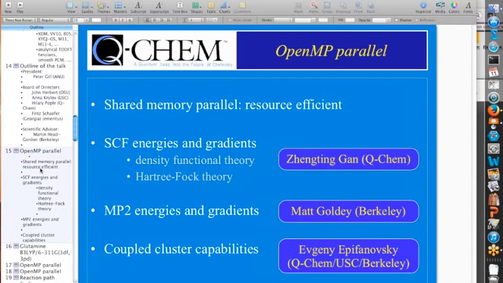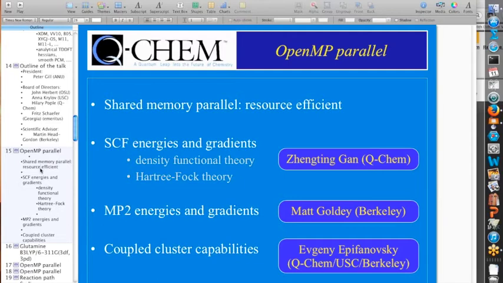And maybe just as a little bit of background, Q-Chem has had parallel capabilities for the past decade or so. They have been built on MPI, which is a distributed parallel paradigm. And that means when you run the MPI parallel code on a shared memory machine, you're forced to replicate memory, and it becomes very inefficient. By contrast, OpenMP is a shared memory parallel approach, is very resource efficient and ideally suited, in my view, and I think the view of many of us at Q-Chem, to mid-range computing.